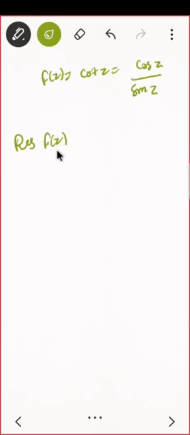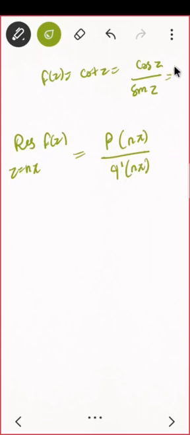If your function is cot z, that is cos z upon sin z, so residue of f of z at z equal to n pi, it will be P of n pi upon Q dash of n pi. What is P and Q? This is P, नीचे वाला Q, P of z, and this is Q of z. So what is P of n pi? That is -1 to the power n. Q dash लिया तो that will be again -1 to the power n. So answer is 1. So residue of the function is 1.